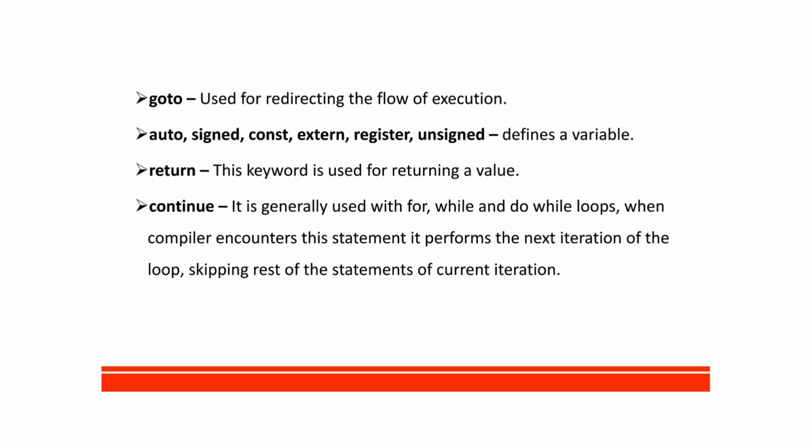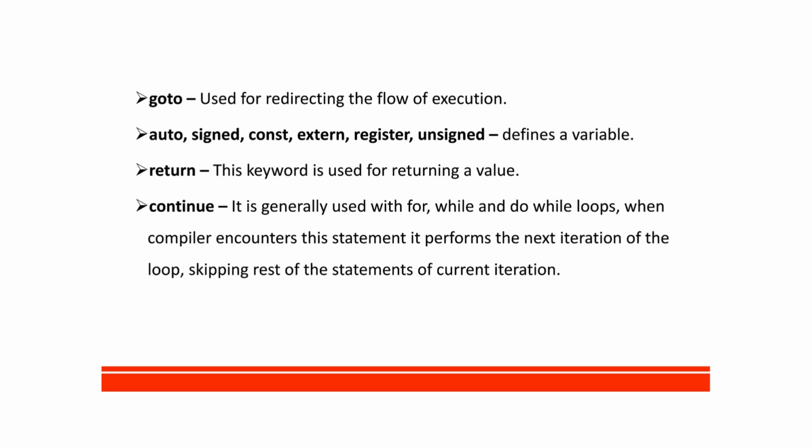Next one is for. The for keyword is used to declare a for loop. A for loop is a loop that is specified to run a certain number of times. Next is goto. The goto keyword is used to transfer the control of the program to the given label. It is used to jump from anywhere to anywhere within a function.